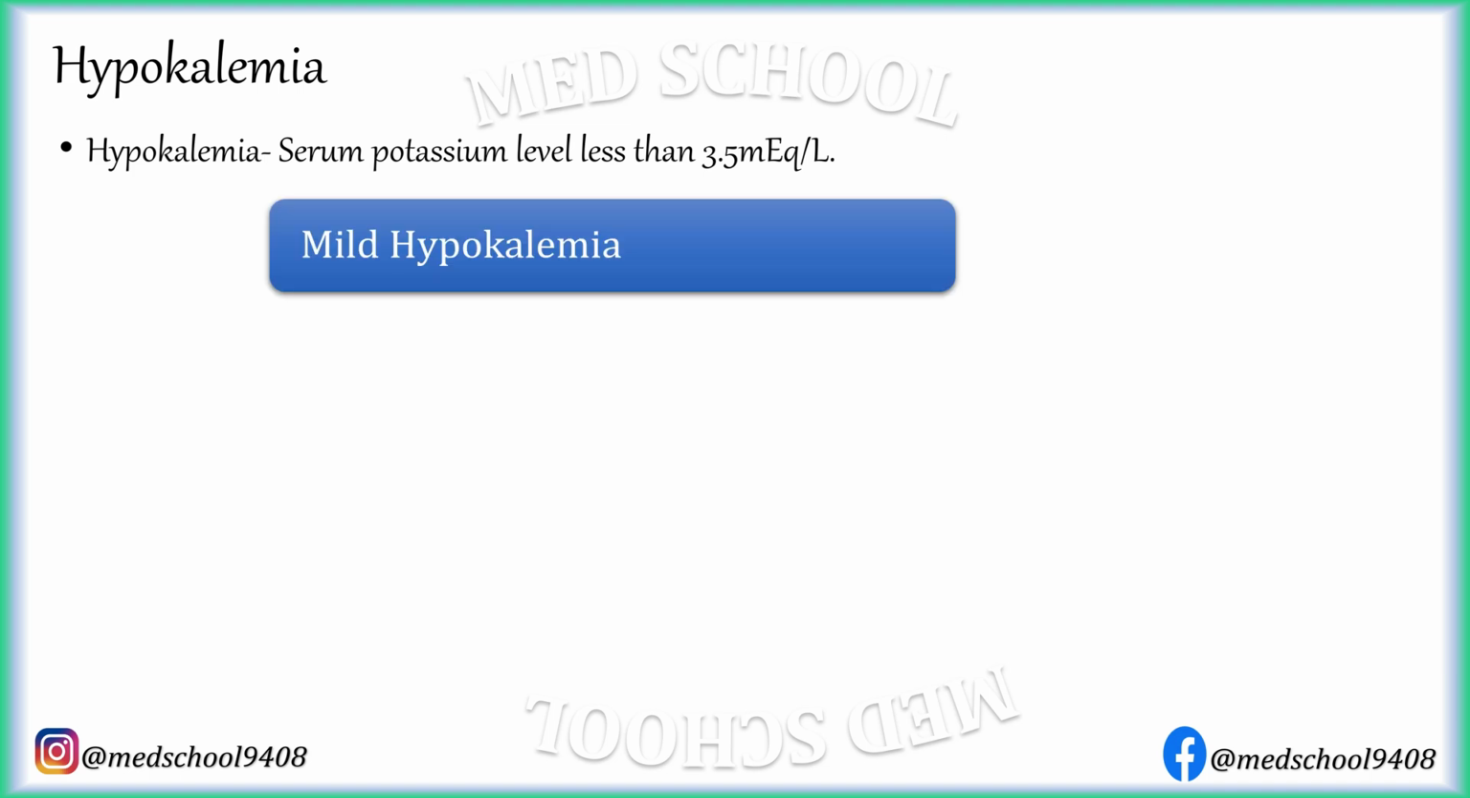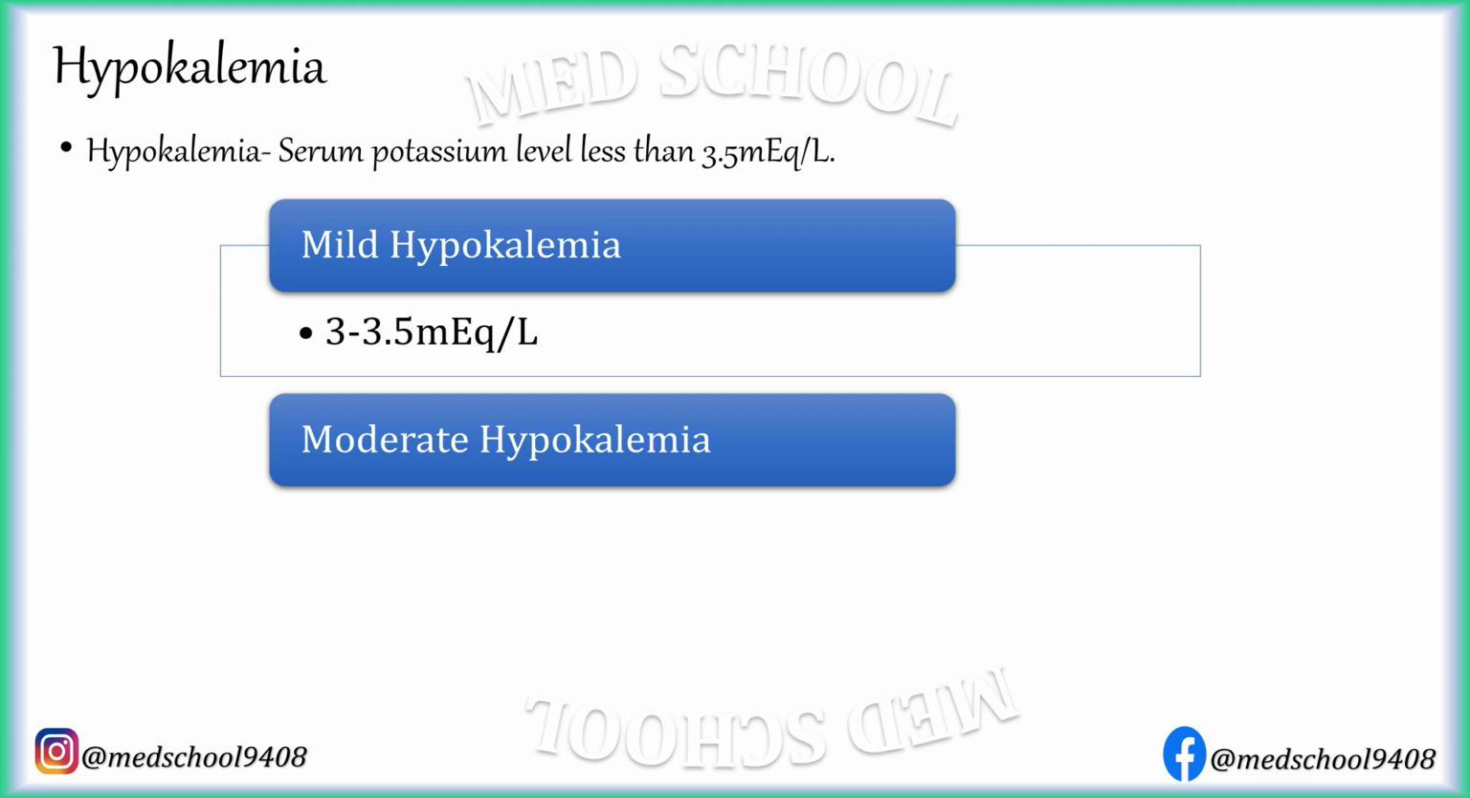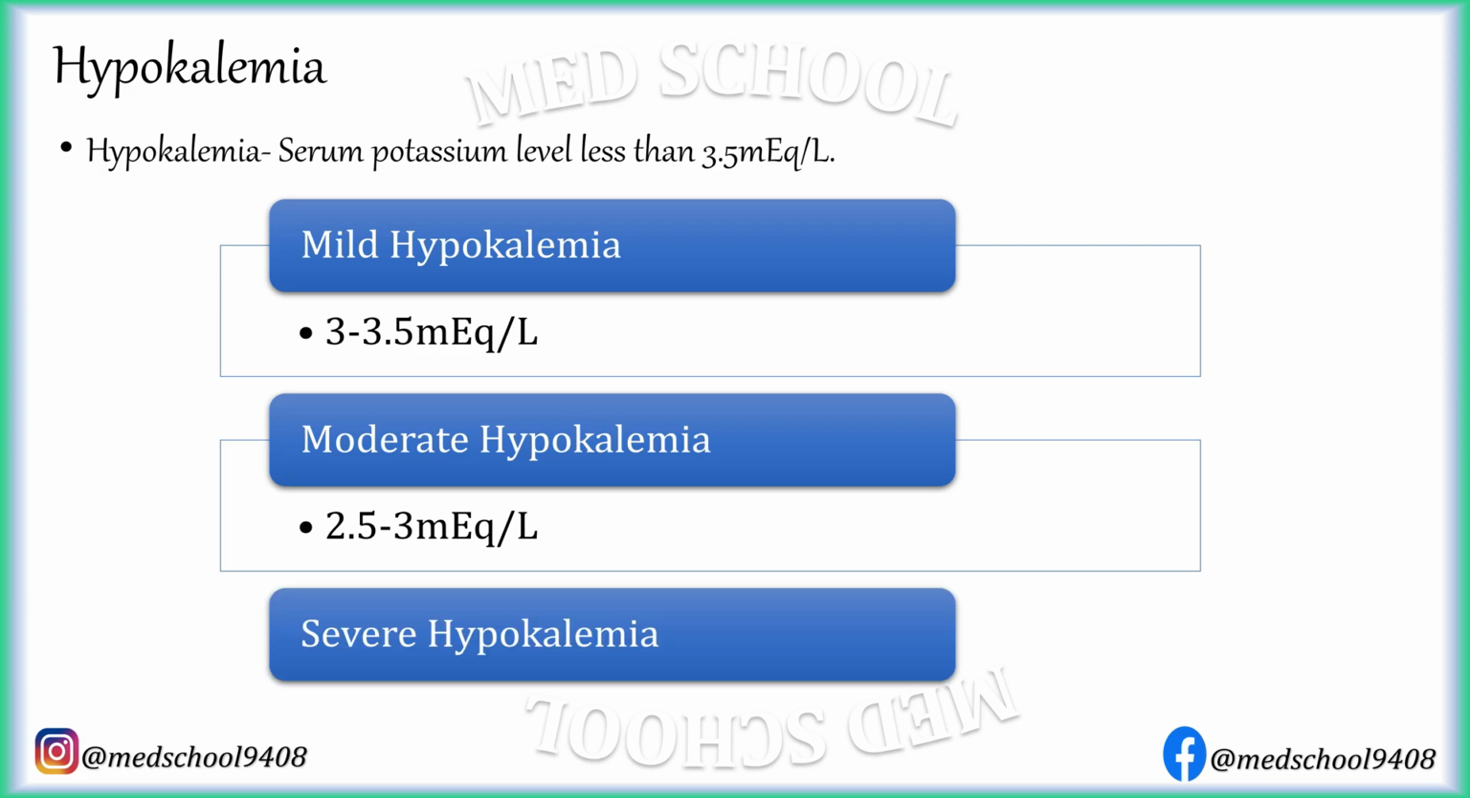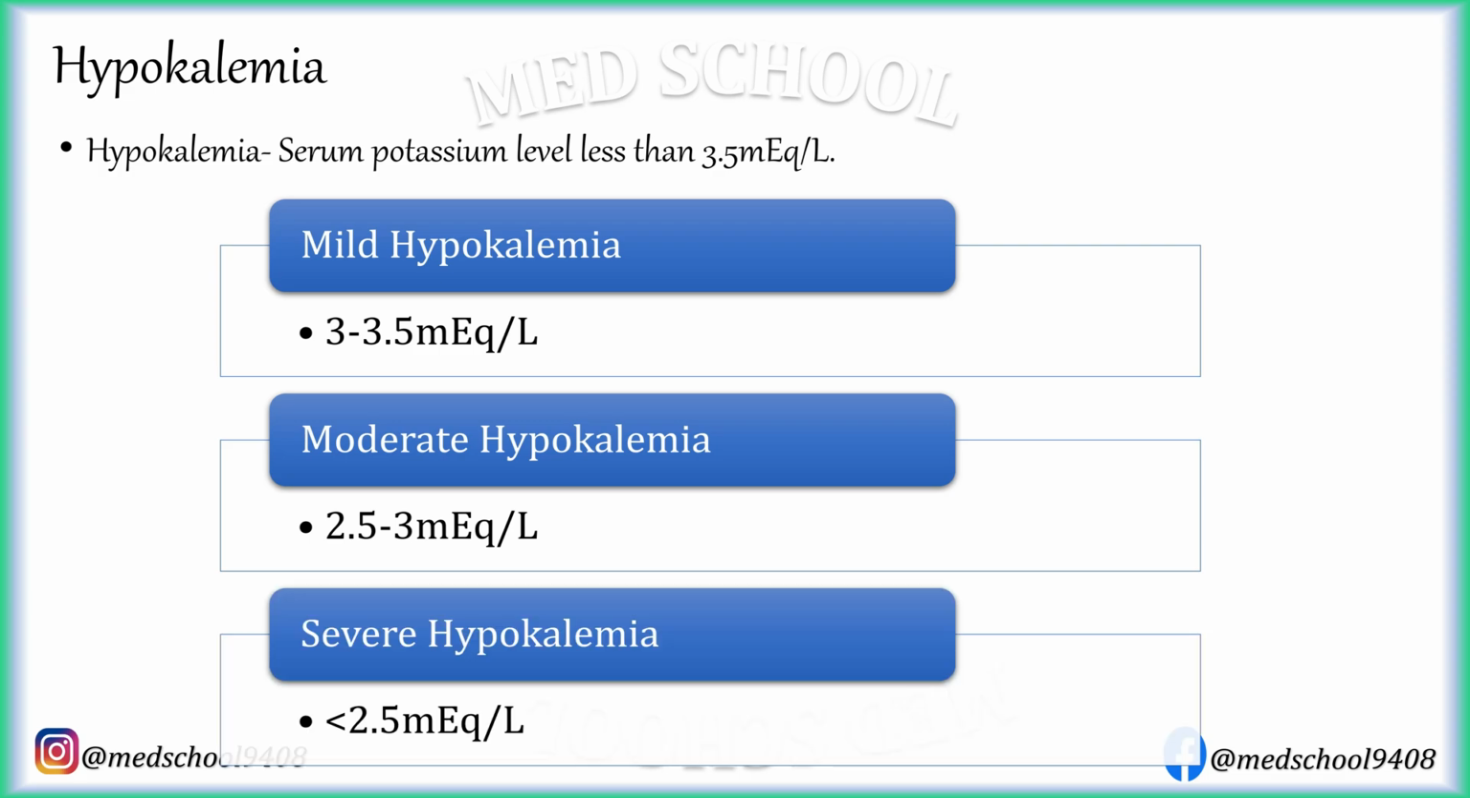Mild hypokalemia is when serum potassium level is between 3 to 3.5 milliequivalent per liter. In moderate hypokalemia, serum potassium level is between 2.5 to 3 milliequivalent per liter. And in severe hypokalemia, serum potassium level is less than 2.5 milliequivalent per liter.